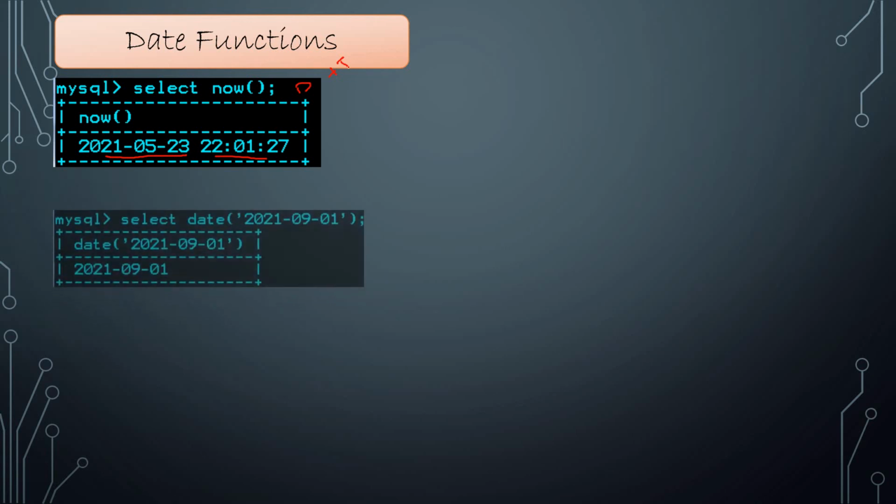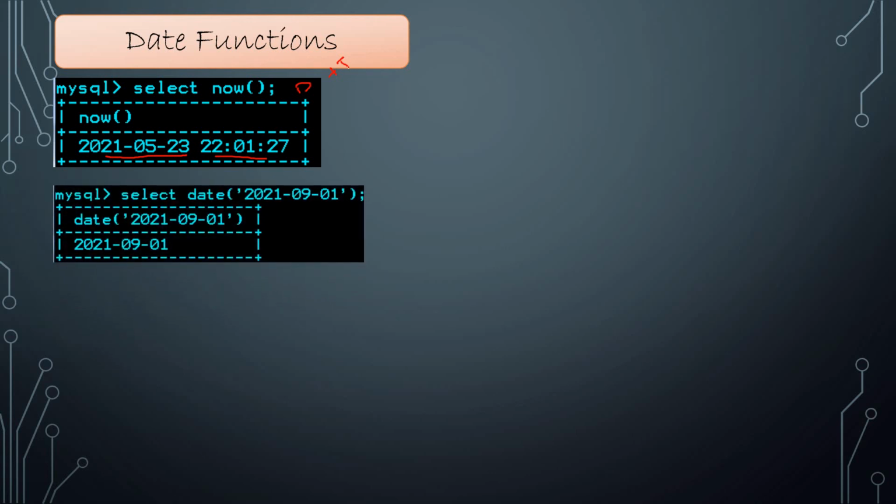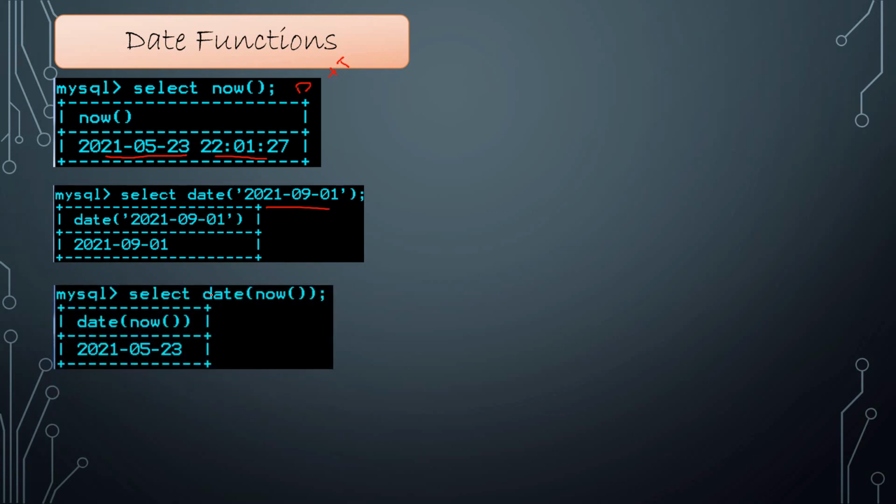The next one we have is date. If I want to fetch the date separately from this, I can write the complete date, or you can use both the functions. We can use 2 functions simultaneously, date and then now. You can see here in now we have date plus time, and after applying date we are getting only the date from this. So our first function is now, another function is date.